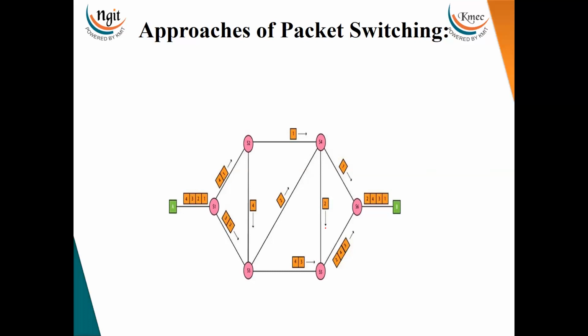Okay. And the best path is going to be checked for the transmission of data. Understand here how the approach is going to be done. Here 4, 3, 2, 1. The packets are going to be transmitted one after the other to reach in a proper order. Okay. It is called packet switching.